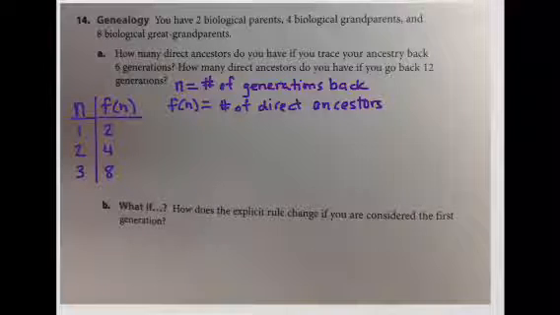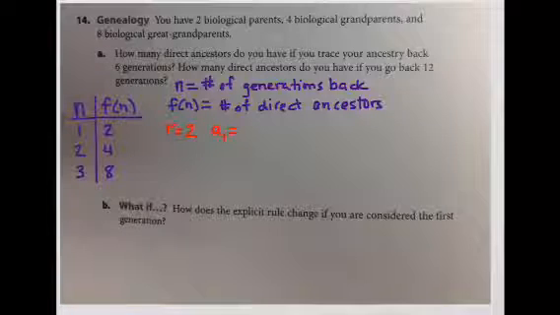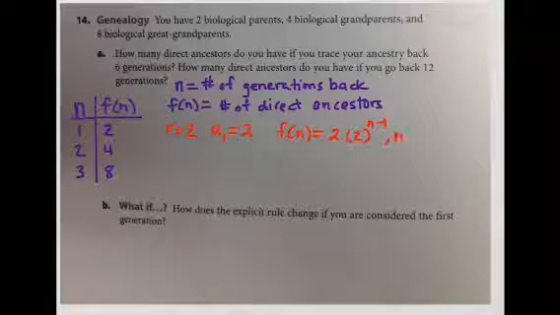Okay, so the question is, how many direct ancestors do you have if you trace your ancestry back 6 generations, and then how about 12 generations? So we need to come up with a rule, a formula. So this is a geometric sequence because I'm doubling. So in this problem, R is 2 and A sub 1 is also 2. So the formula or the rule is f of n equals the first number times the ratio, which is 2 to the n minus 1 for n greater or equal to 1.